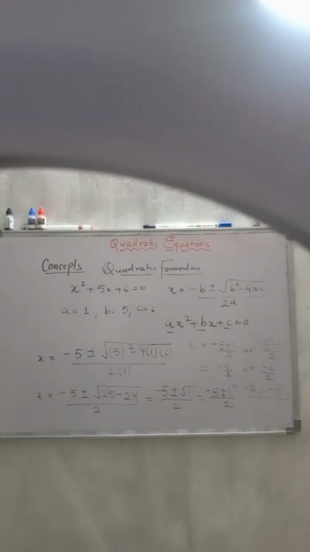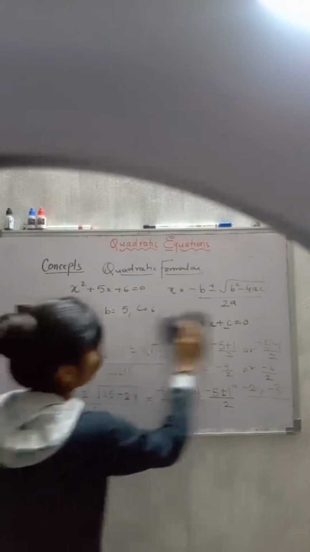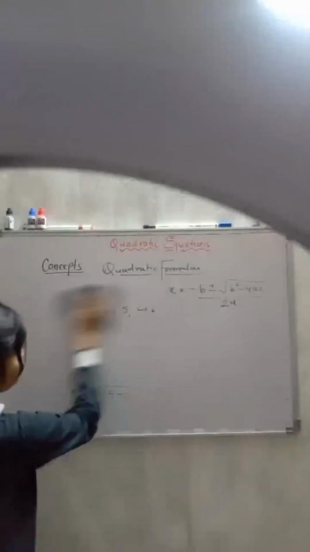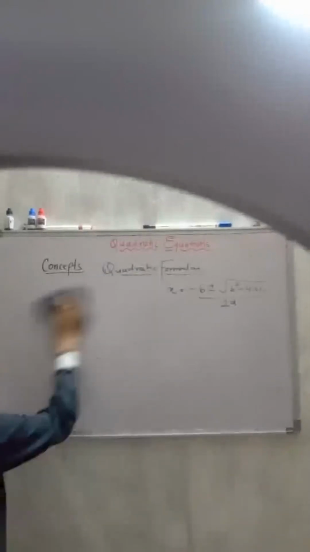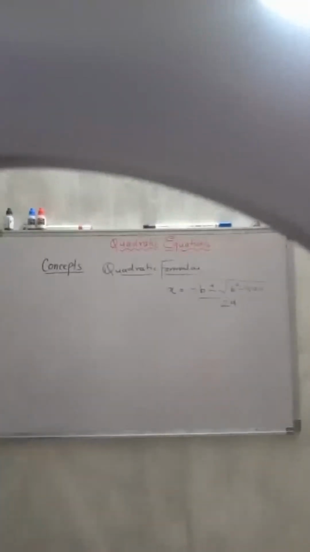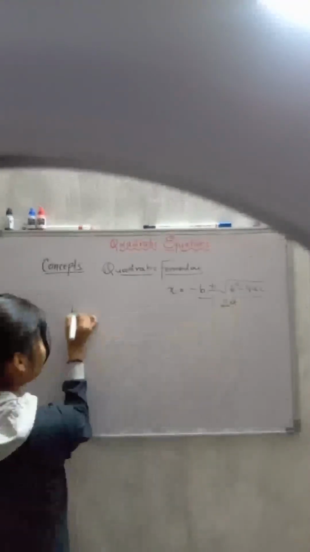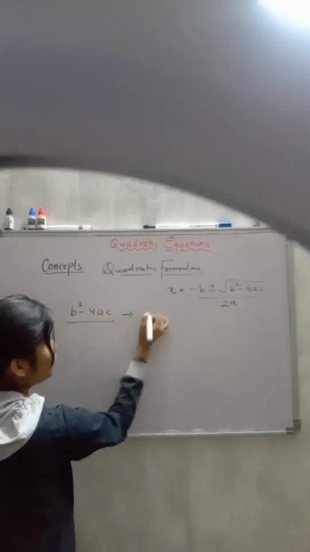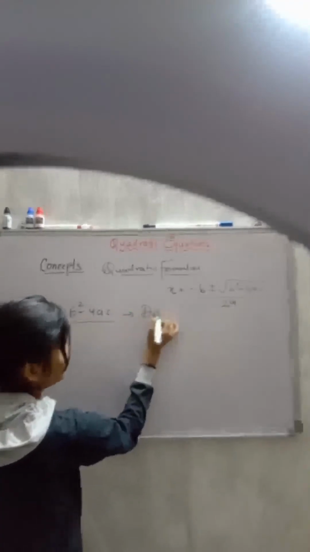Now we have this formula: x equal to minus b plus minus under root of b square minus 4ac, by twice of a. This b square minus 4ac is known as the discriminant.